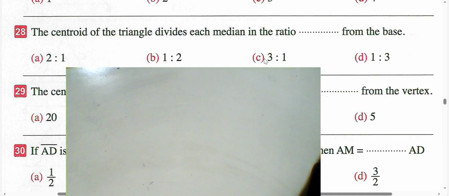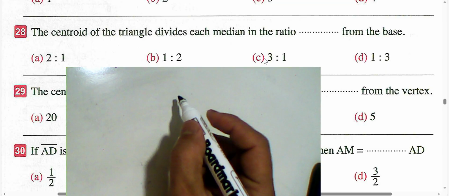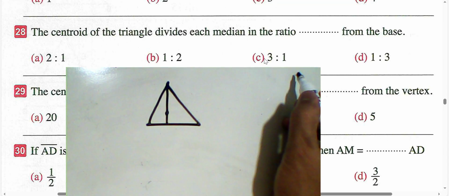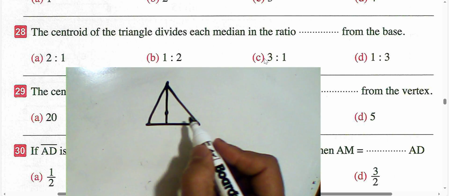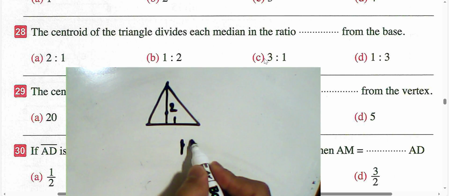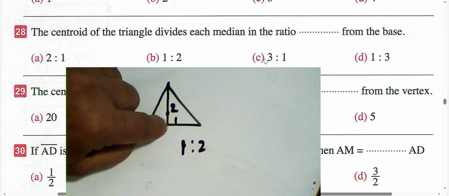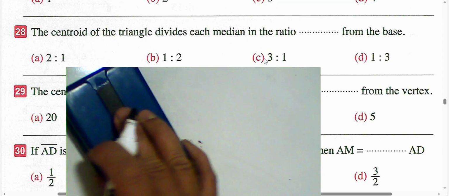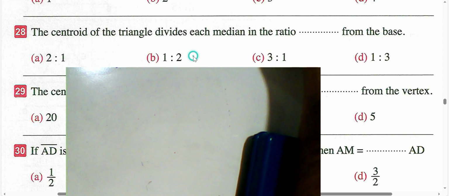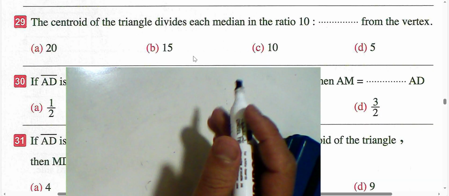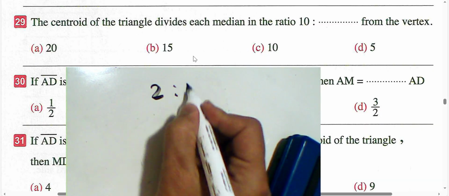The centroid of a triangle divides each median in the ratio 1 to 2 from the base. This point we call the centroid. The ratio will be 1 to 2. Okay, this point we call what? Centroid. So it divides the median from the base 1 to 2. Choose letter B. The centroid of a triangle divides each median from the vertex 2 to 1.